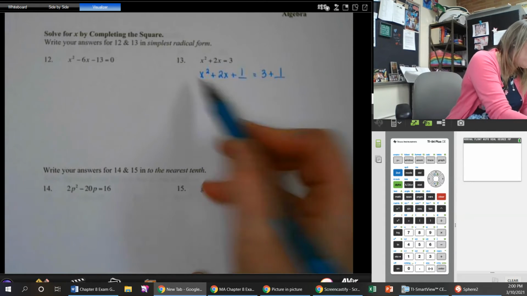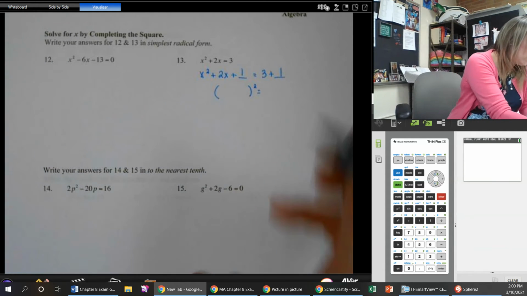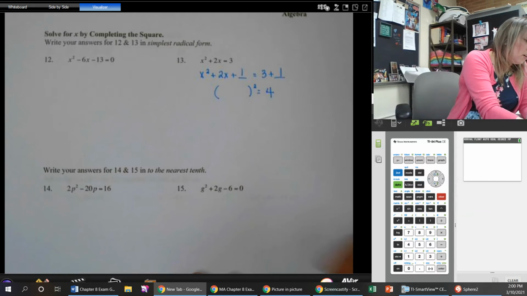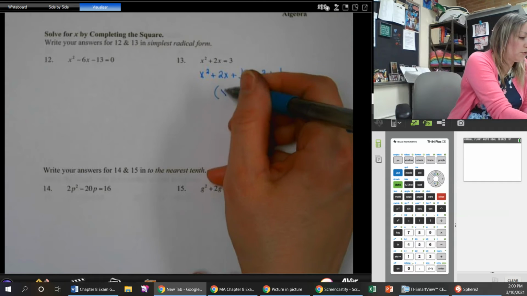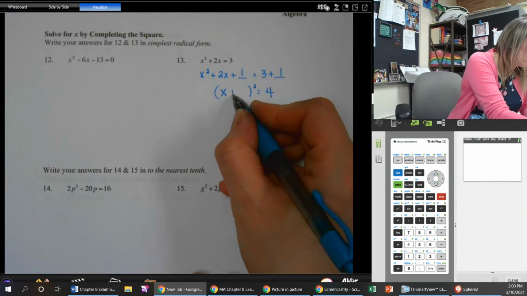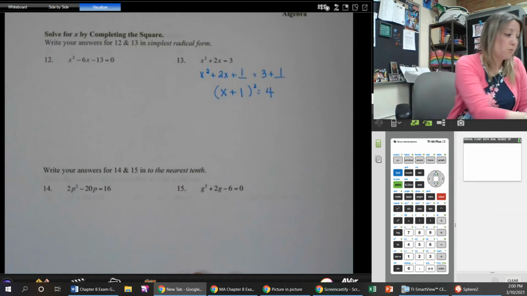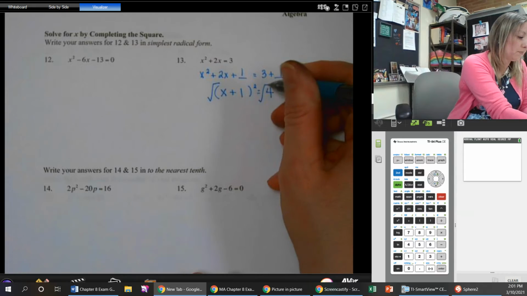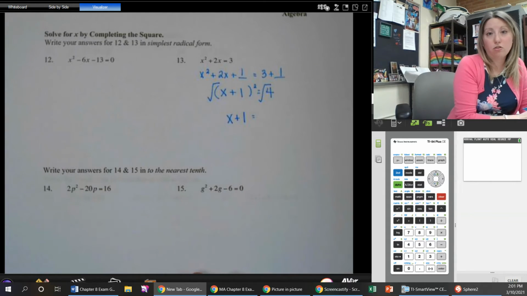Now, this becomes a binomial squared, so that I can take the square root of it. Well, here, these numbers add up. So to figure out the value in the binomial squared, we know there's an x in the front. 2 divided by 2 is 1, so this is a positive 1. There it is. Now, because you've got x plus 1 in the parentheses squared, the opposite of squaring something is to take the square root. So I take the square root of both sides. This x plus 1 comes out because the square and the square root cancel each other out.